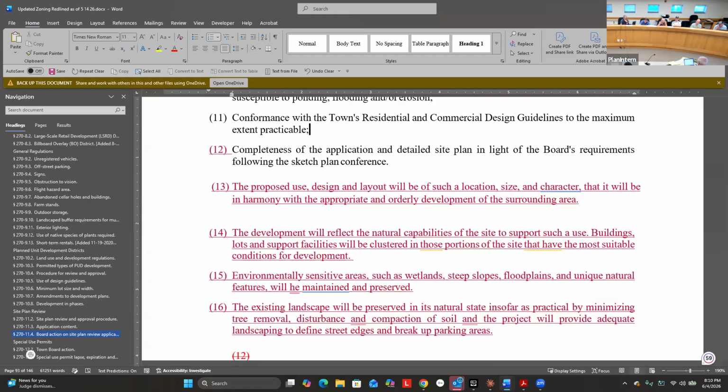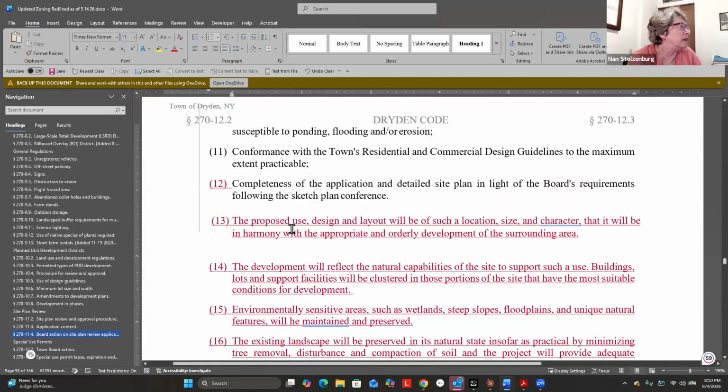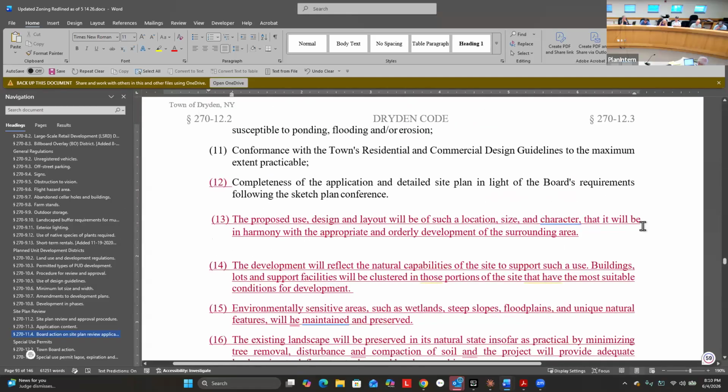C2 in the red line. Yeah, it's actually C13. Oh, sorry. The document I'm looking at has stuff pulled out. C13 will be location, size, that it will be in harmony with an appropriate orderly development of the surrounding area.